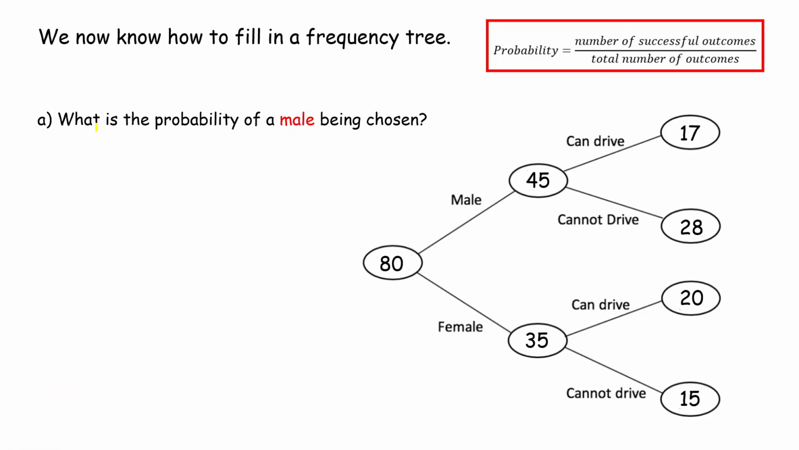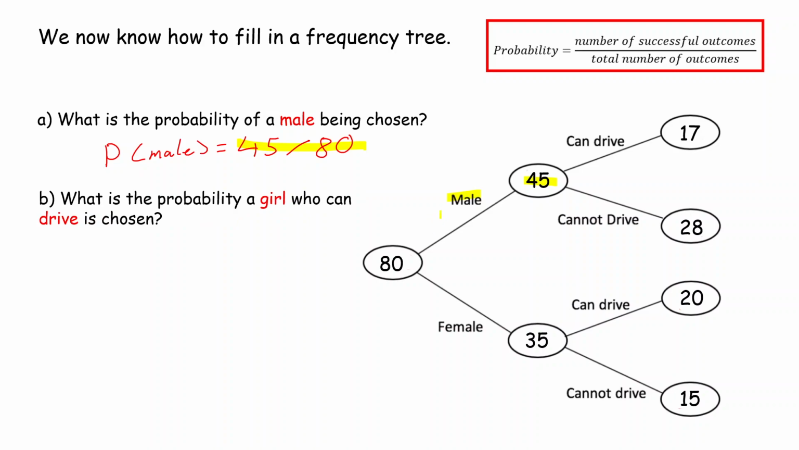So probability of a male, so we're looking at the males, which is here, which is 45. So the probability, capital P, of a male being chosen is your number of successful outcomes, which is 45. There are 45 males out of your total, and in total there's 80 people. So 45 out of 80 is your answer for that first one. And again, you don't need to simplify your fractions with probability. You can, but I'm not going to, because you don't need to at GCSE level.